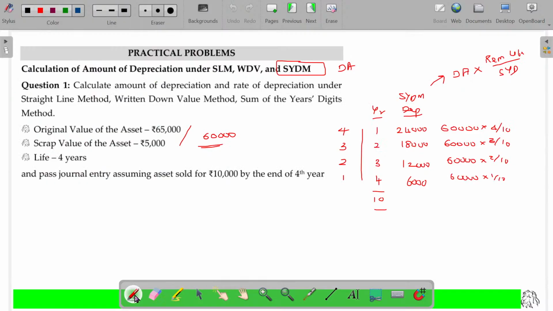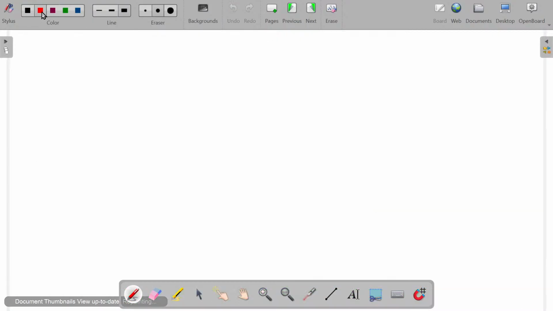Now let's see the WDV method. Under the WDV method, rate of depreciation is equal to 1 minus nth root of scrap value by original value, isn't it? How do I get this one? Let's see.